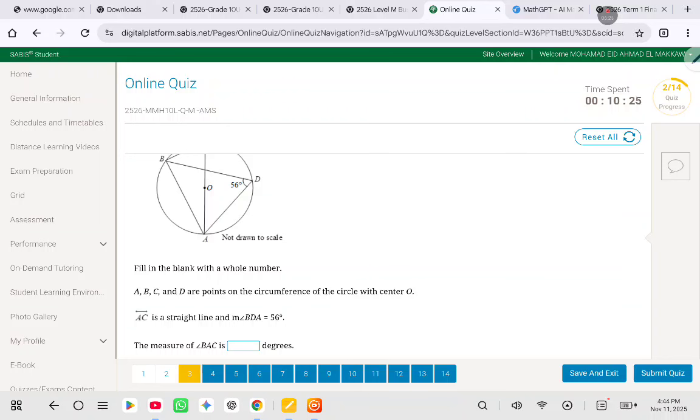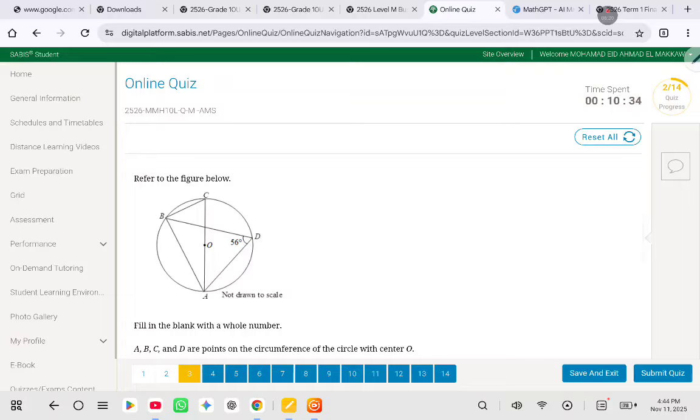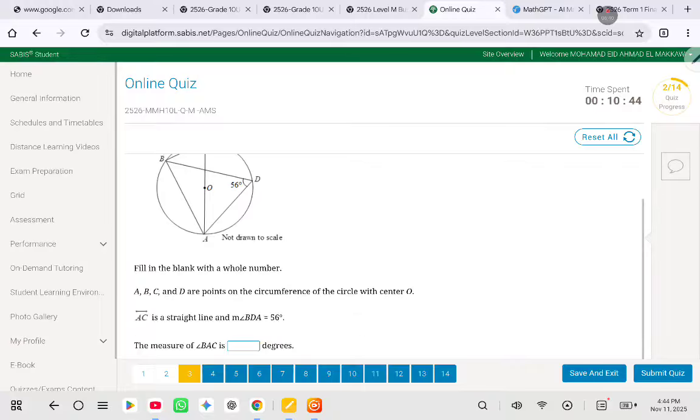A, B, C, and D are points on the circumference. Okay. AC is a straight line, and angle BDA equals 56. Find the measure of BAC. Guys, if angle D is 56, doesn't that mean angle C is also 56? Because they're both facing the same arc, BA.